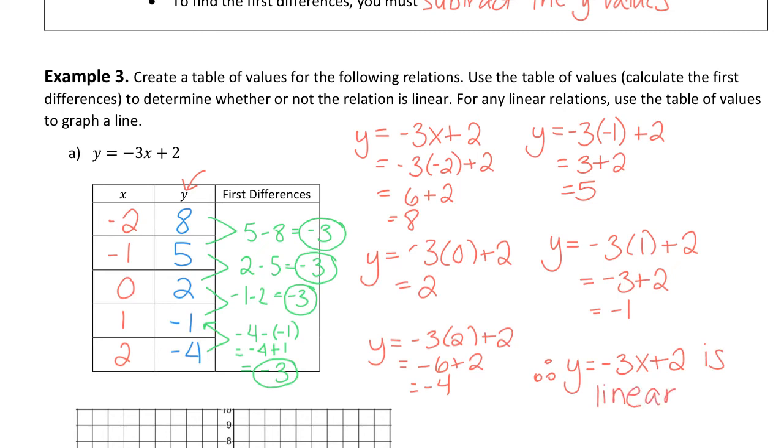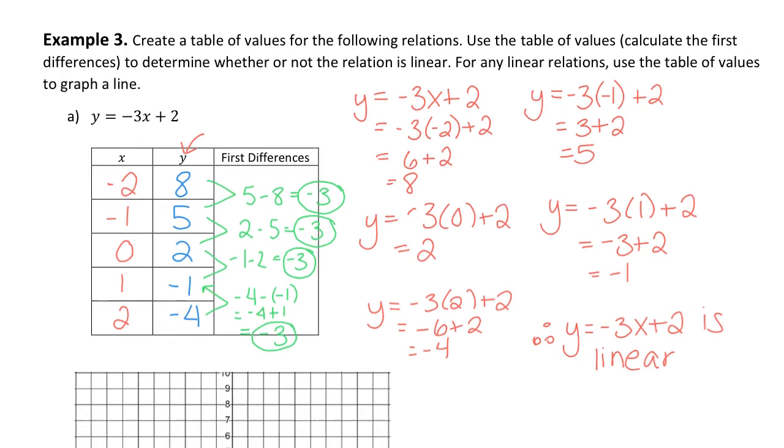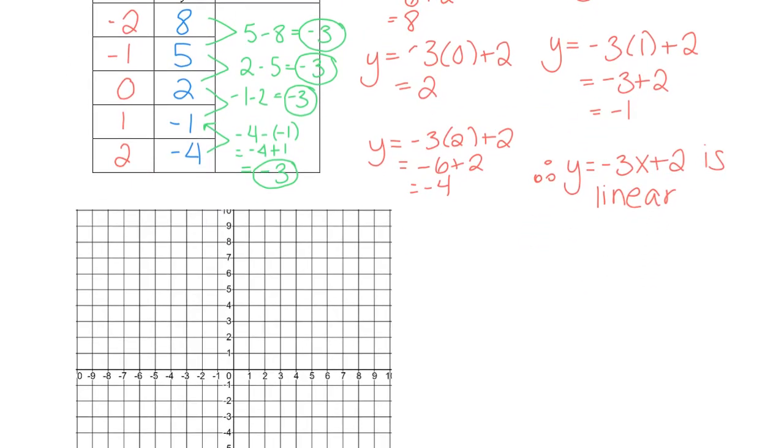And that also means we're going to go ahead and graph this line. So I'm going to plot all of these points onto this grid. You can do it on separate graph paper if you have separate graph paper. So I'm going to start by plotting our first point, which is -2, 8. And that's all the way up here. Then -1, 5, which is there, 0, 2, 1, -1, and 2, -4.